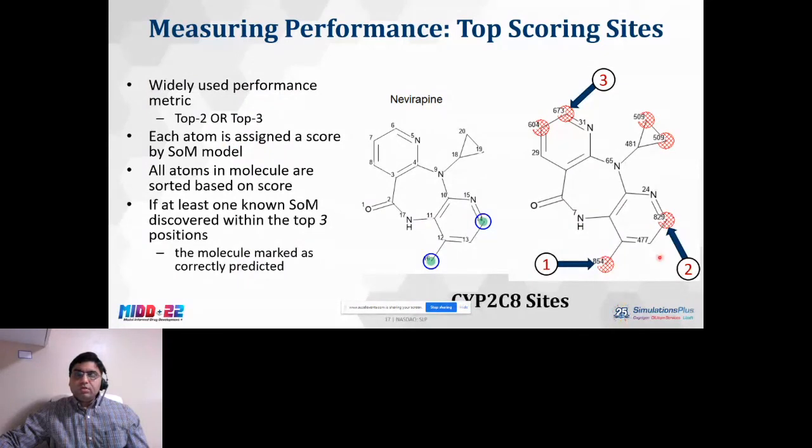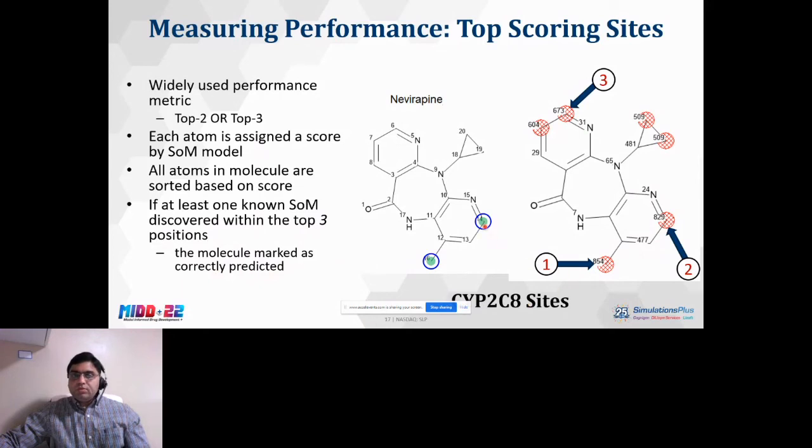We have an atomic property display in ADMET Predictor, which can give you the scores of our SOM models. Each atom is scored by these SOM models, and then all the atoms are ranked. Based on the rank, if at least one of the sites of metabolism is discovered in the top 3 positions, then the molecule is marked as correctly positive.